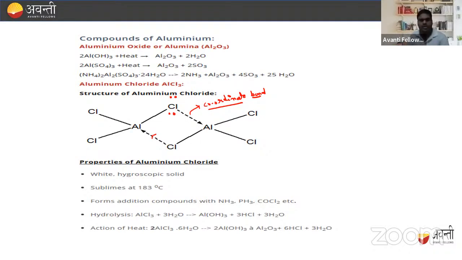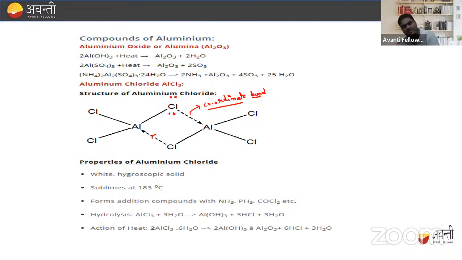Now, what are the properties of aluminum chloride? Can you suggest some properties of aluminum chloride? First, it is a white, hygroscopic solid, meaning moisture absorbing, right? And it sublimes at 180 degrees Celsius. It forms addition compounds with NH3, PH3, and COCl2, that is, phosgene. It hydrolyzes to give aluminum hydroxide. Then, action of heat. So what happens when action of heat takes place? Again, action of heat.